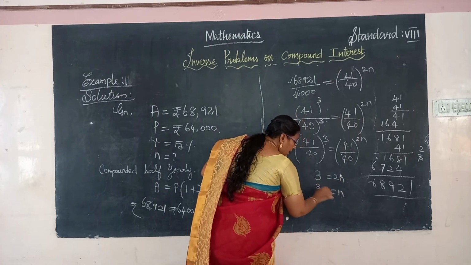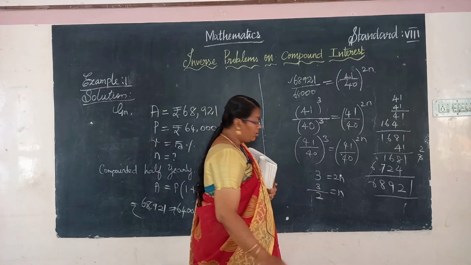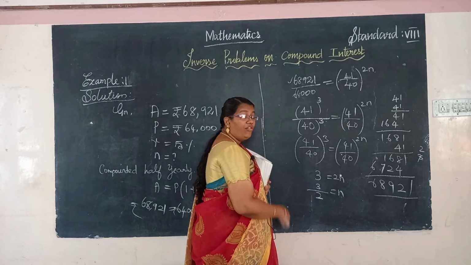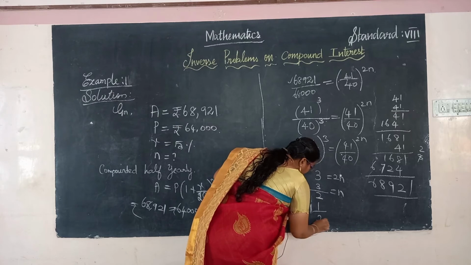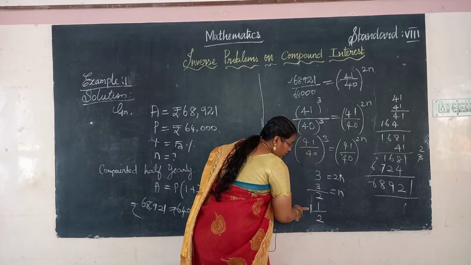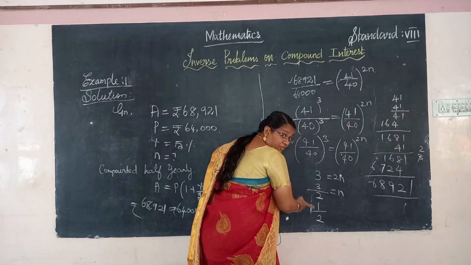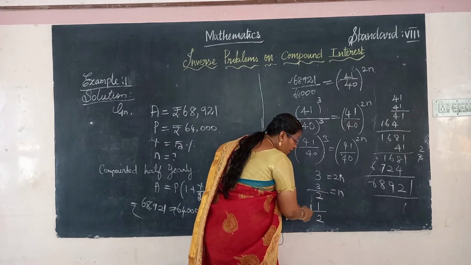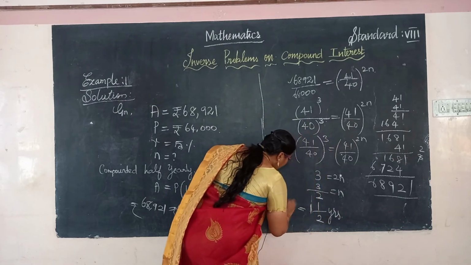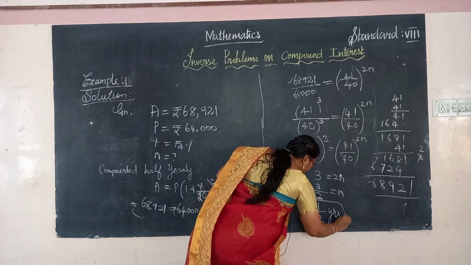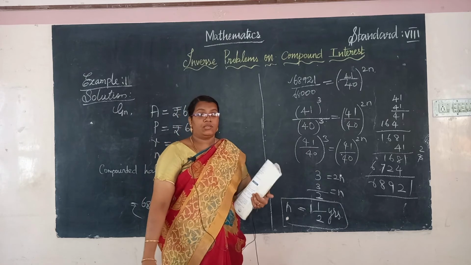It can be written as 3 by 2. We need the years. So how many years? 3 by 2, we write in the mixed fraction: 1 by 2, 2 ones are 2 plus 1, 3. So 3 by 2, from improper fraction we write in the mixed fraction. So how many years? 1.5 years. Therefore n, the number of years, is equal to 1 1/2 years. Okay.